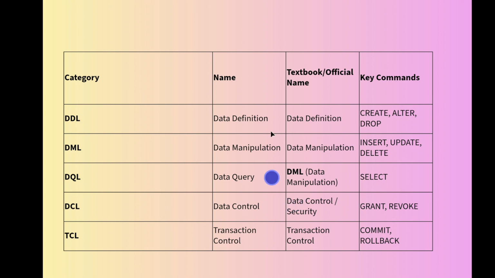And then we have data control language. For example, if you have multiple databases or multiple tables and you want to give access to certain users, then you can use the grant or the revoke keyword. This is more related to security. You can even have row level security or column level security. That's also possible. And then the last one is transaction control.